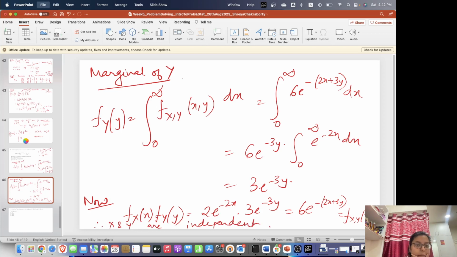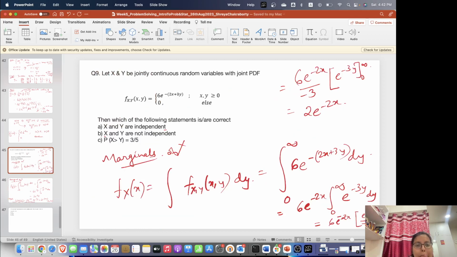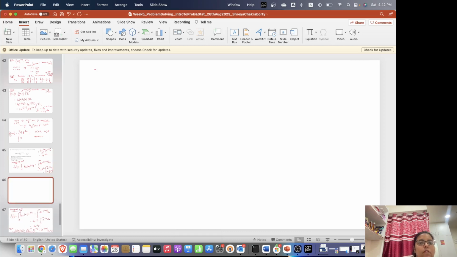So once they are independent, now we have to find out if this holds true or not: probability x greater than y equal to 3 by 5. So probability x greater than y, we have to find this out.